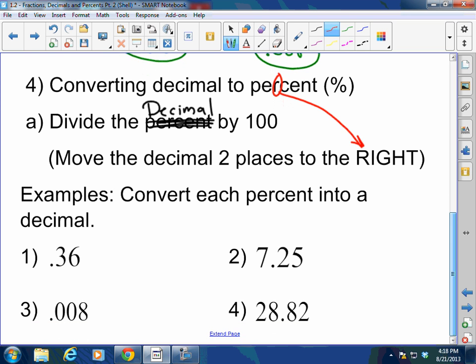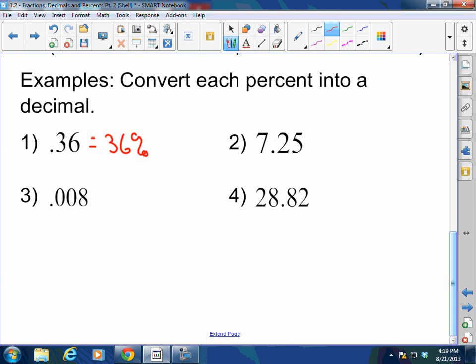Let's figure this out. It's pretty simple. 0.36, I want to turn that into a percent. So I'm going to go 2 places to the right. So that's going to equal 36%. Let's check on number 2, 7.25. I'm going to go 2 places to the right, so that's 725%.